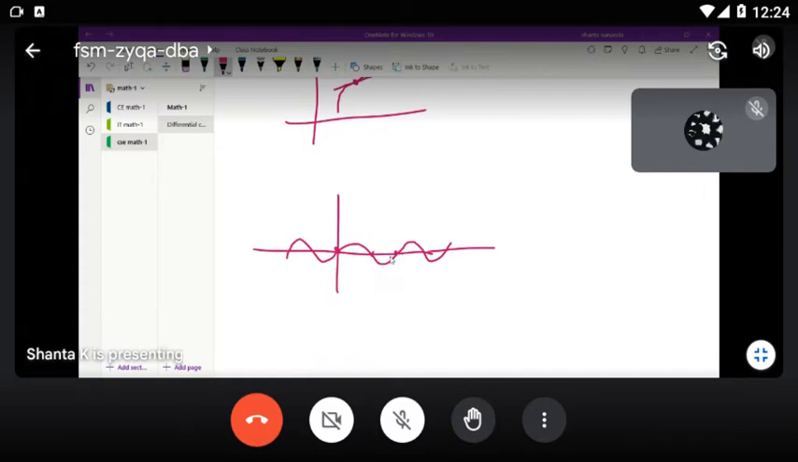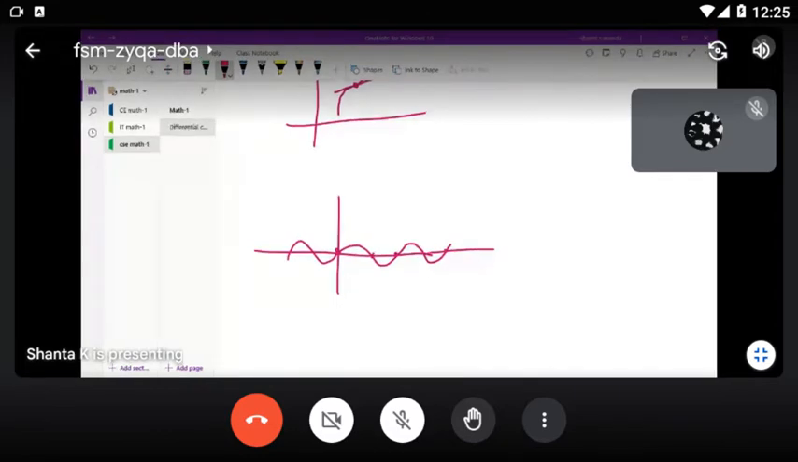Okay, got it? So these are the points where you will have the points of inflection. And what happens to the second order derivative? It is becoming zero. Yes, ma'am. And you see these are not the points of maximum or minimum either. Got it? So the first definition you should look at.